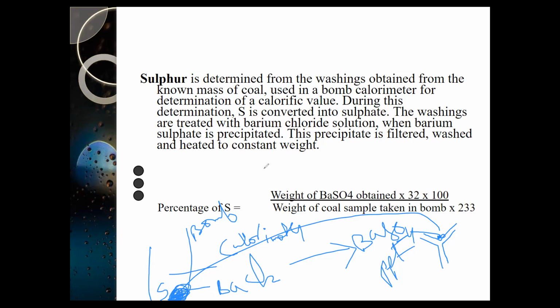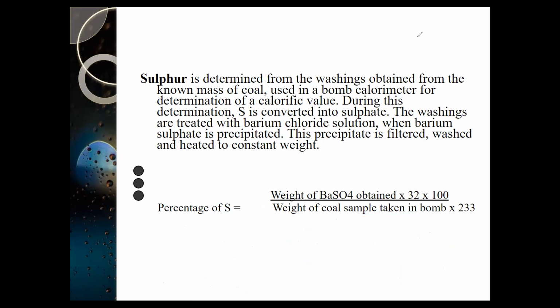So percentage of sulfur is equal to the weight of barium sulfate precipitate divided by the weight of coal sample taken, into 32 by 233. What is 32 here? Sulfur's atomic weight is 32. 233 is the molecular weight of barium sulfate. 32 by 233 into 100. That gives the percentage of sulfur. So in this way, we find the percentage of sulfur.